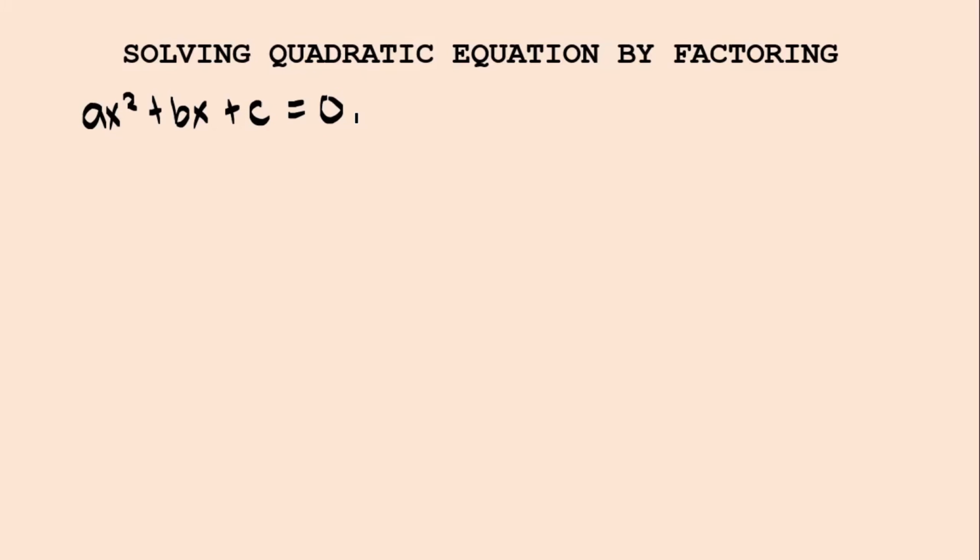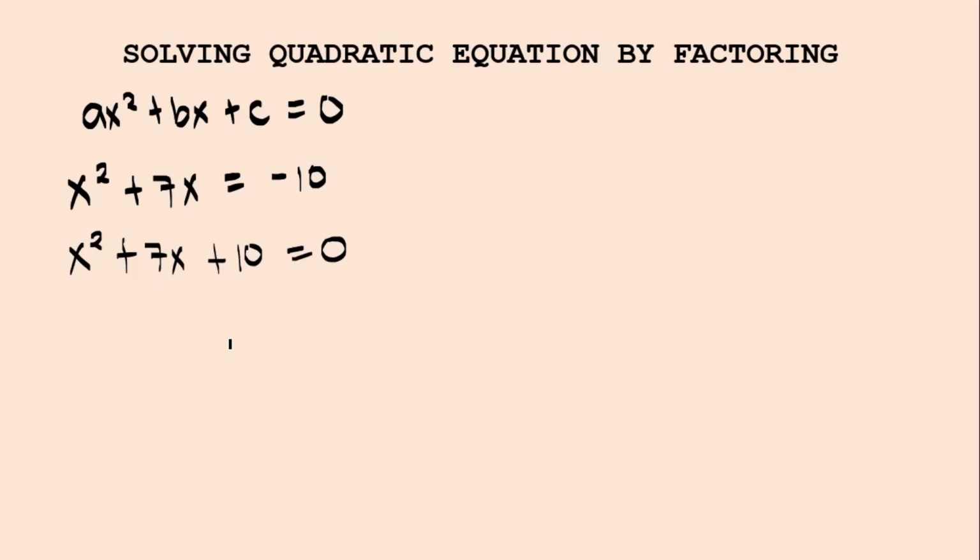Okay, so for example, x squared plus 7x is equal to negative 10. Okay, first step is you need to transform this equation into standard form. Okay, so 0 yung dapat nandito sa right-hand side. So, ibig sabihin, itong negative 10 ay dapat malipat dito sa left-hand side. Okay, so that is x squared plus 7x. From negative 10, it will become positive or plus 10. That is equal to 0.